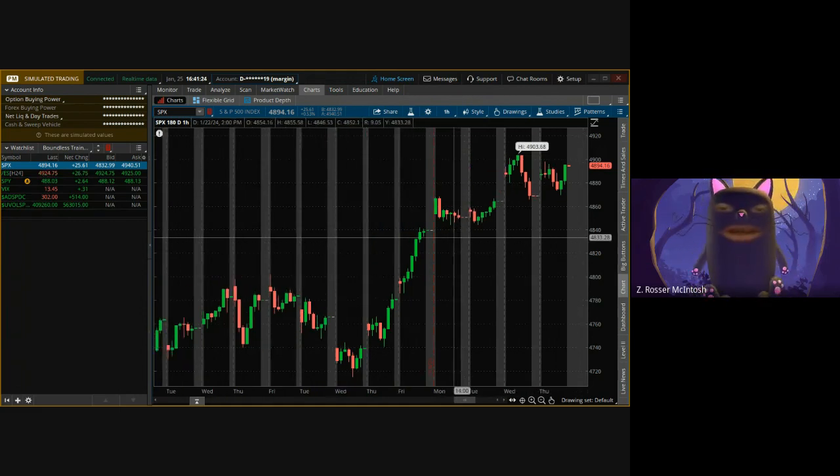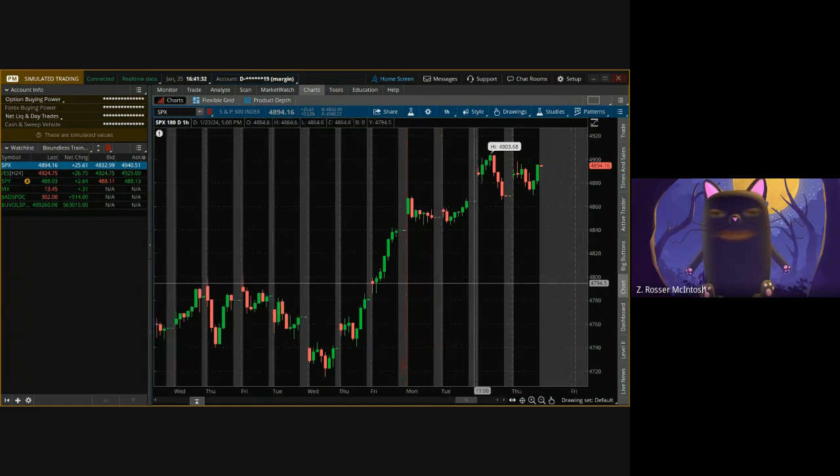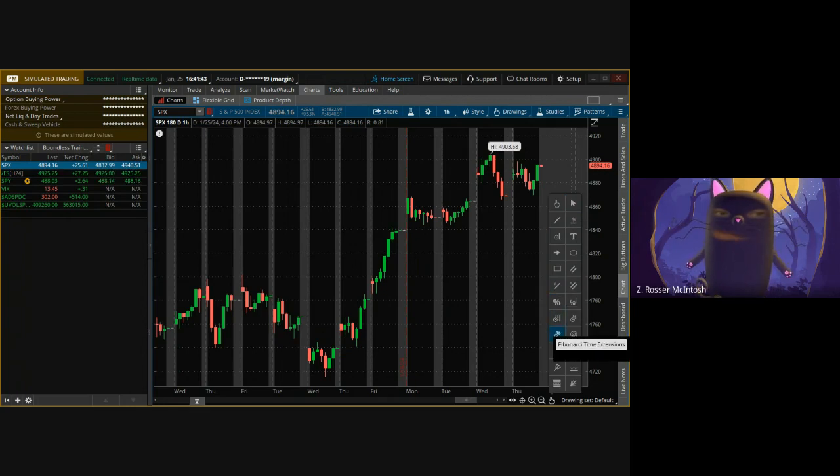So we first talked about manipulating the chart using the pan tool versus the arrow tool or cursor, whatever they call it. We can play with drawing tools, too. What do they call it? There's pan, and what's the other one called? There's trend line and pointer. Pointer, okay. Pan and pointer. Got it.